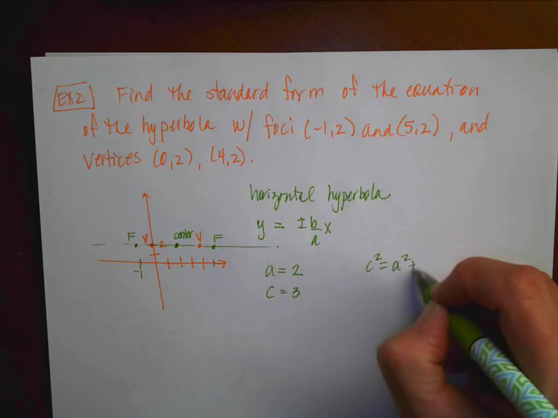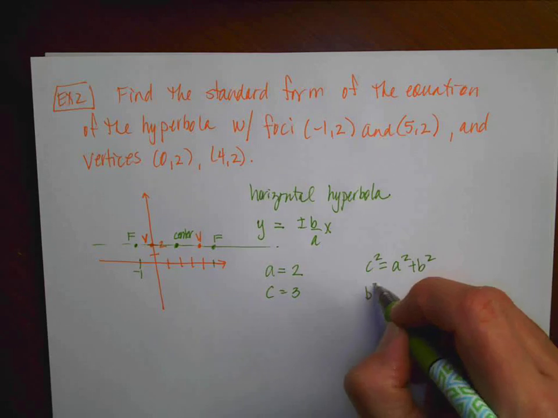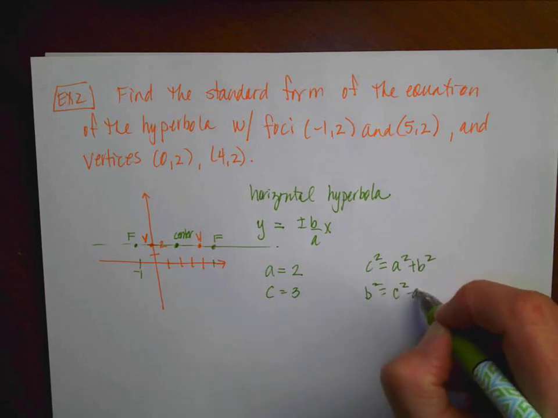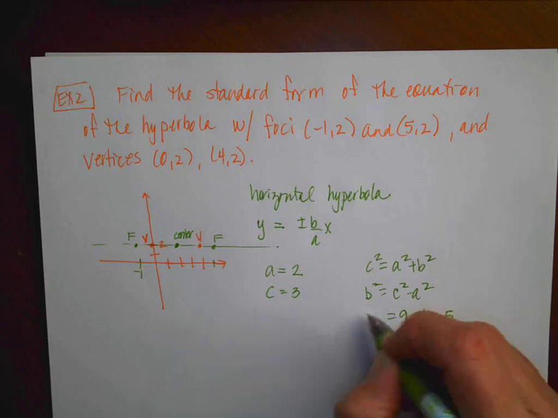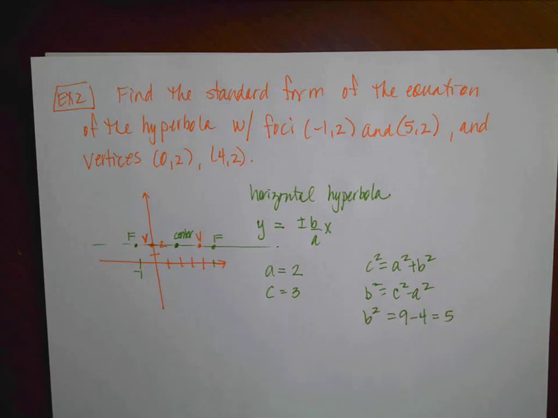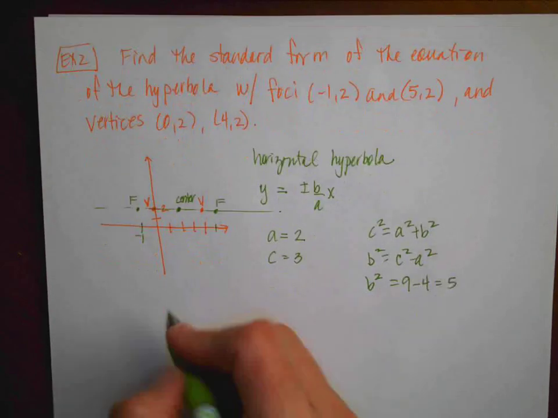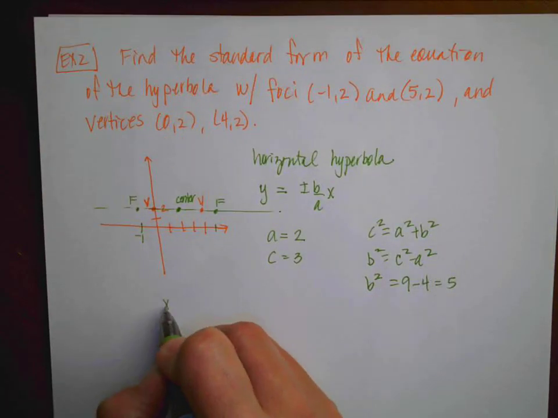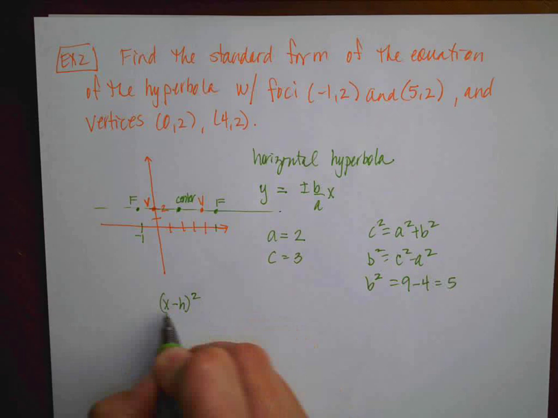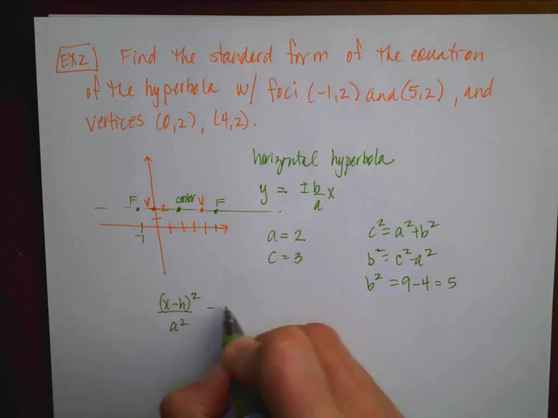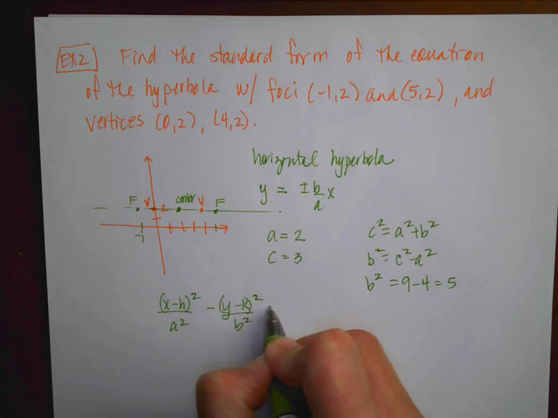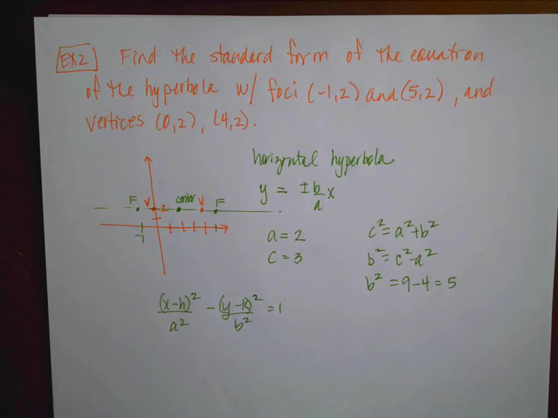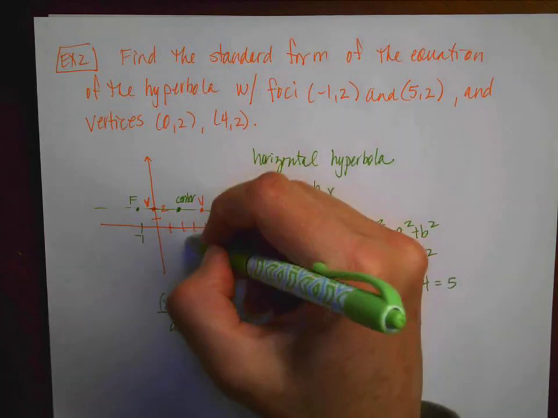My baby equation is c squared is equal to a squared plus b squared, so b squared is c squared minus a squared, which is 9 minus 4, which is 5. So my b squared is going to be 5. It's a horizontal hyperbola, so it's going to be x minus h quantity squared over a squared, minus y minus k quantity squared over b squared, is 1.